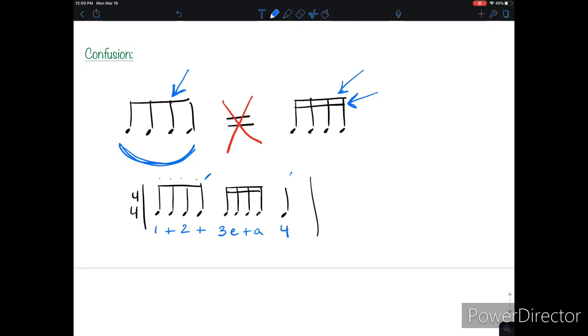And I'll go ahead and turn on the metronome and clap and count this one as an example for you. 1 and 2 and 3 E and a 4. Let me do that one again. 1 and 2 and 3 E and a 4.